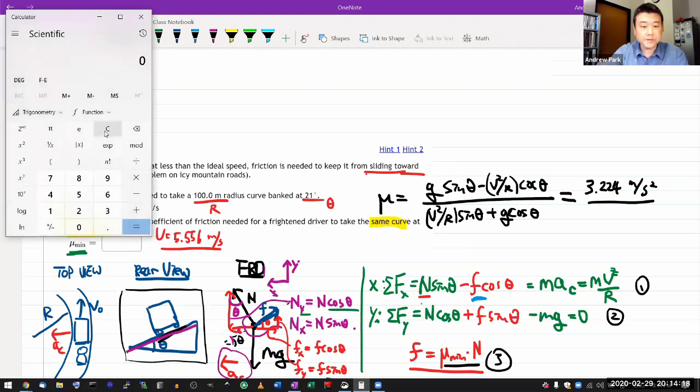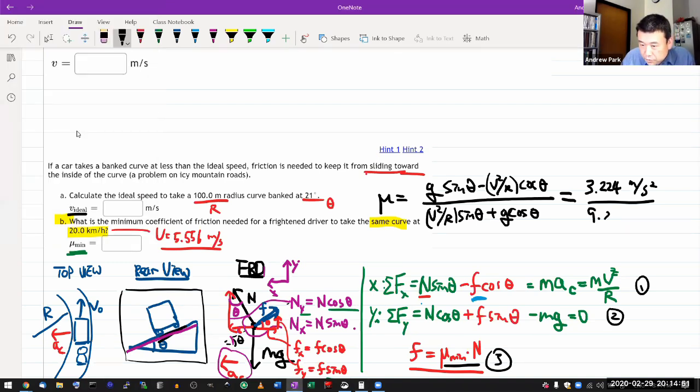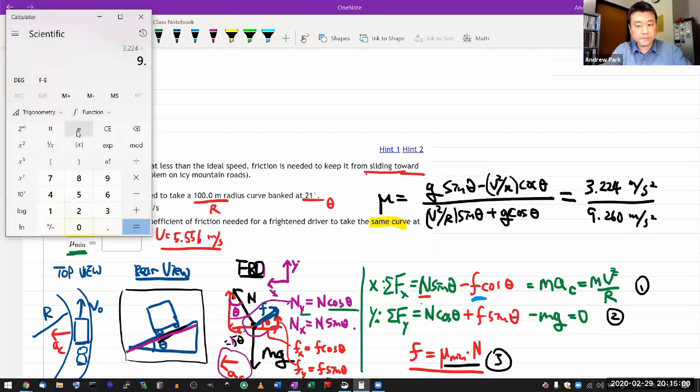All right, the denominator is going to be v squared over r, so 5.556 squared divided by 100 times 20 sine of 21 degrees, so 21 sine, that's the first term, plus 9.8 times cosine of 21. So 21 cosine is equal to 9.260 meters per second squared. Then 3.224 divided by 9.260.